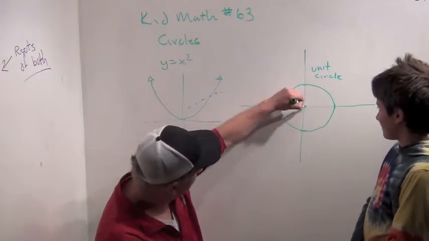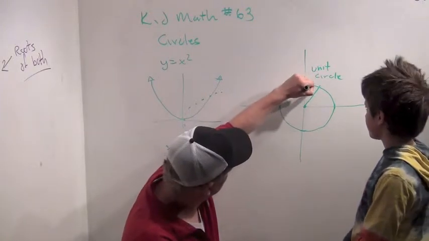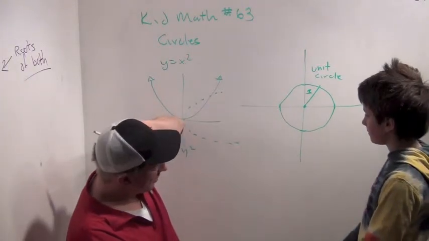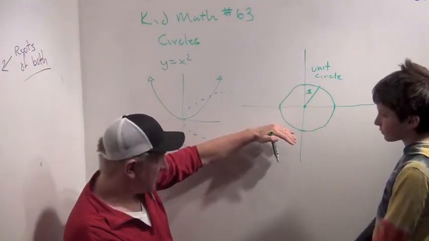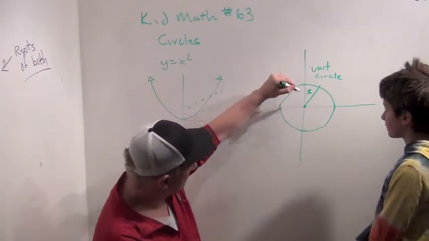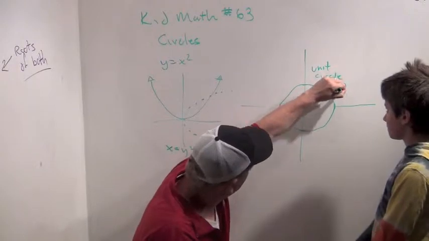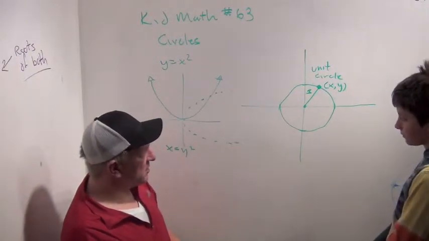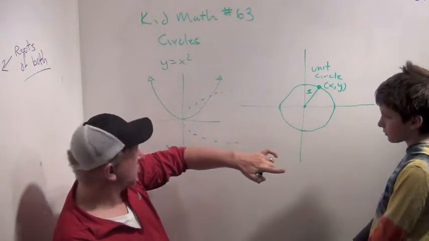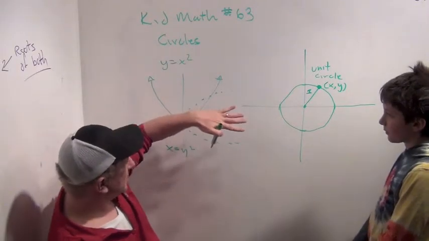So, unit circle centered at 0, 0 with a radius of 1. All we're going to do today for this movie is find the equation of this circle. This circle has a random point x, y on it, and we're going to find the equation for this circle. But before you jump into that, I'm going to erase and make it a little bit bigger so you can talk.